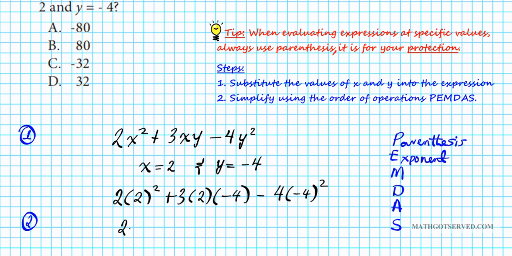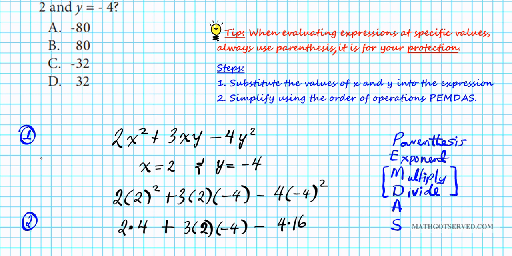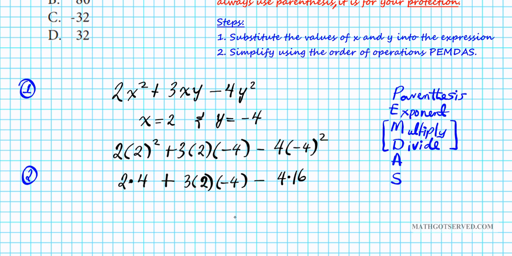So we have 2 times 2 squared, which is 2 times 2, which is 4, plus 3 times 2 times -4, minus, now when you square a negative, it becomes positive. So -4 squared is 16, so 4 times 16. All right, so next is multiply and divide. Now, multiplication and division, they have the same rank, okay? You can do both of them from left to right, whichever comes first. Now, in this problem, we just have multiplication, so all we'll deal with is the M.